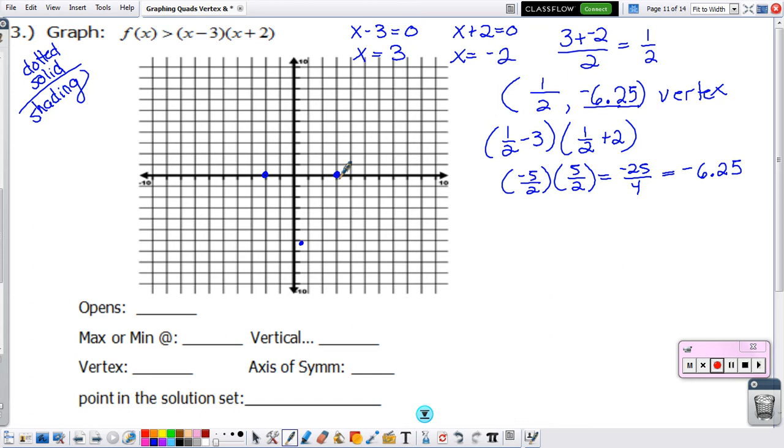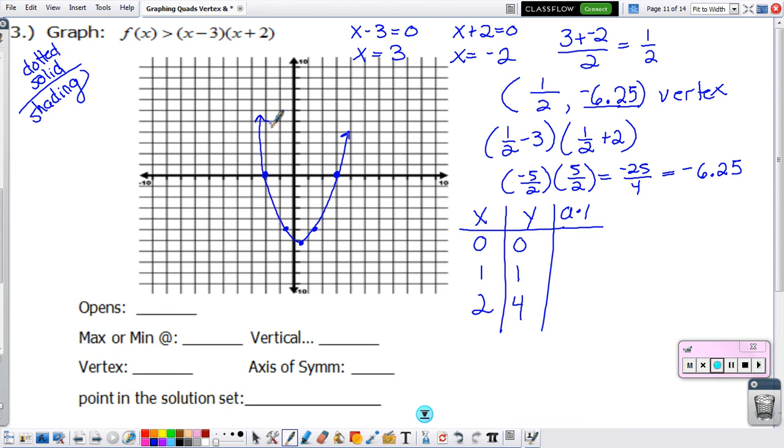Let's refer back to that parent table again. 0, 1, 2, 0, 1, 4. Check your A value. If it's 1, we are okay. I don't need to multiply by anything, but it will help me get these other points. So we're at 1/2 here, so I'm going to go over 1 and go up 1. And I'm going to do the same thing going over -1 and up 1. And if I go over 2, I'm going to go up 4. So that is going to give us some extra points to make sure that our graph is accurate.